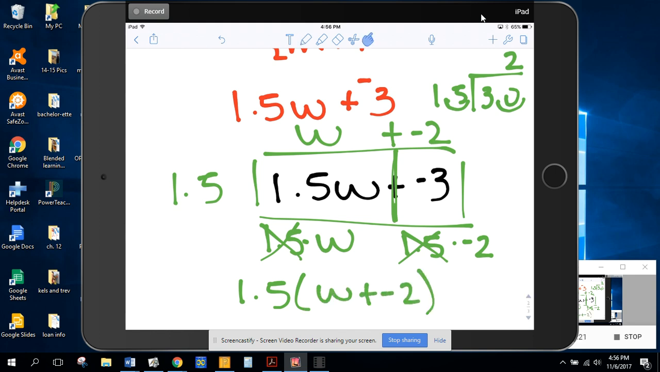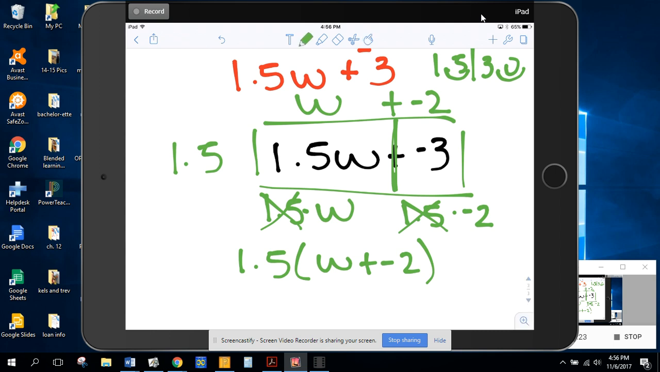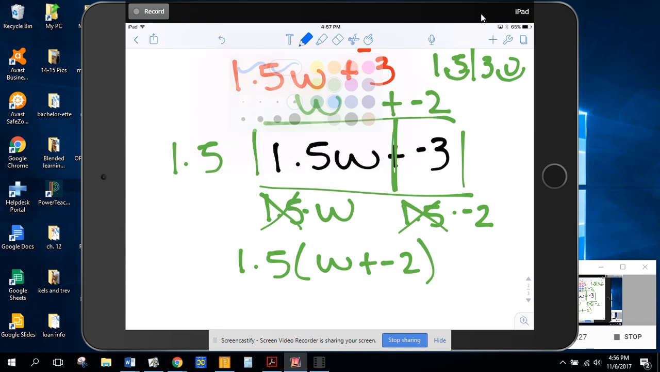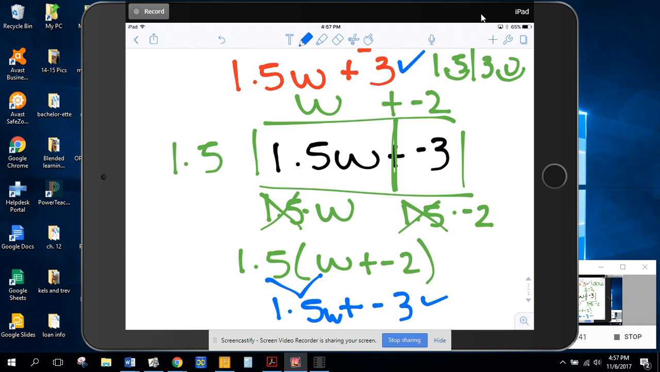We can always check our answers, and I highly, highly recommend it so that you guys don't get negatitis, or we should probably have a word like fractionitis when we do our fractions wrong. I guess this one's decititis. All right, and then 1.5 times -2 is -3. Oops, I forgot my W. So we do get the same answer as the one above.